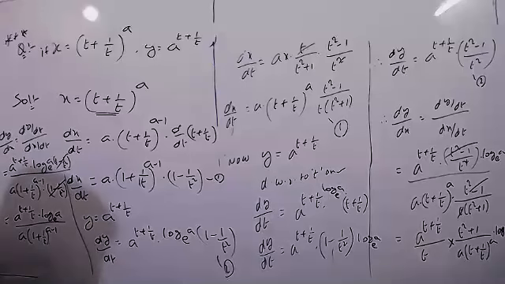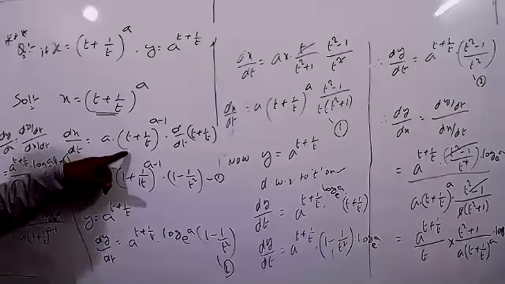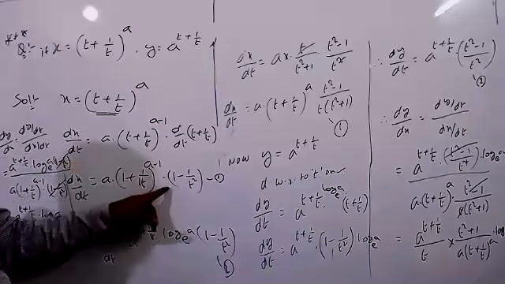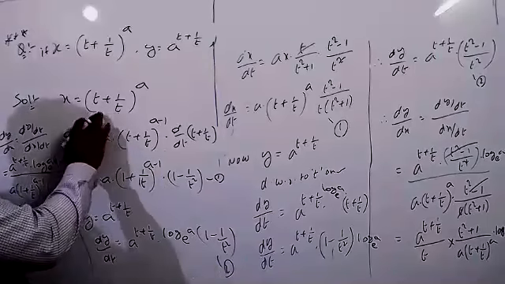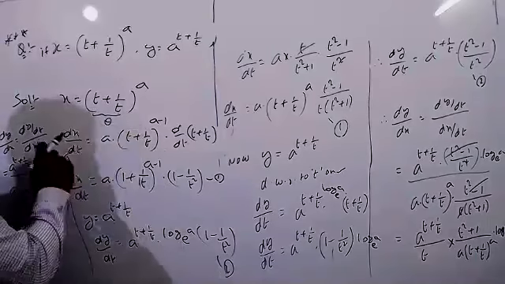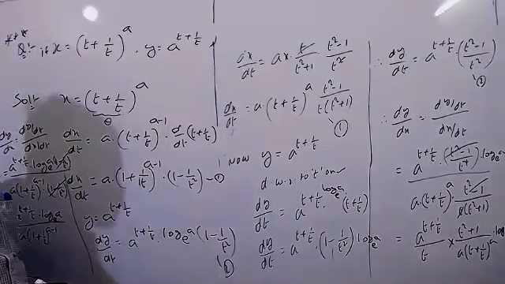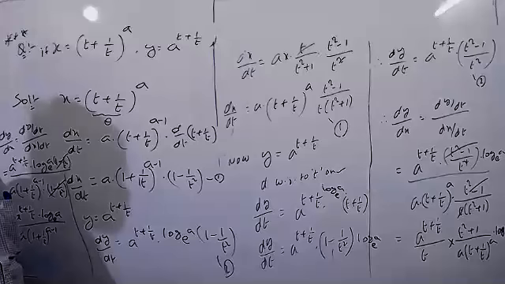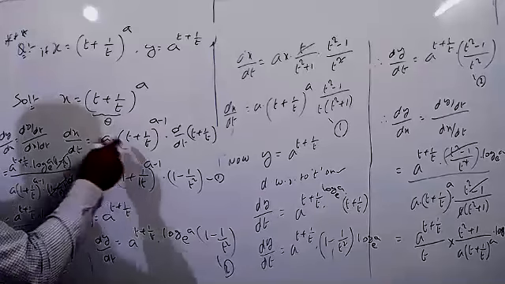Tell me, sir, anyone. Sir, I didn't understand. How did you get 1 plus 1 by t? Where? In dx by dt, the right hand side. Here. Nothing, I am just taking this entire thing. Suppose we are taking theta power n. The derivative of x power n is what, what is the formula? n times x power n minus 1. I wrote the same thing only.